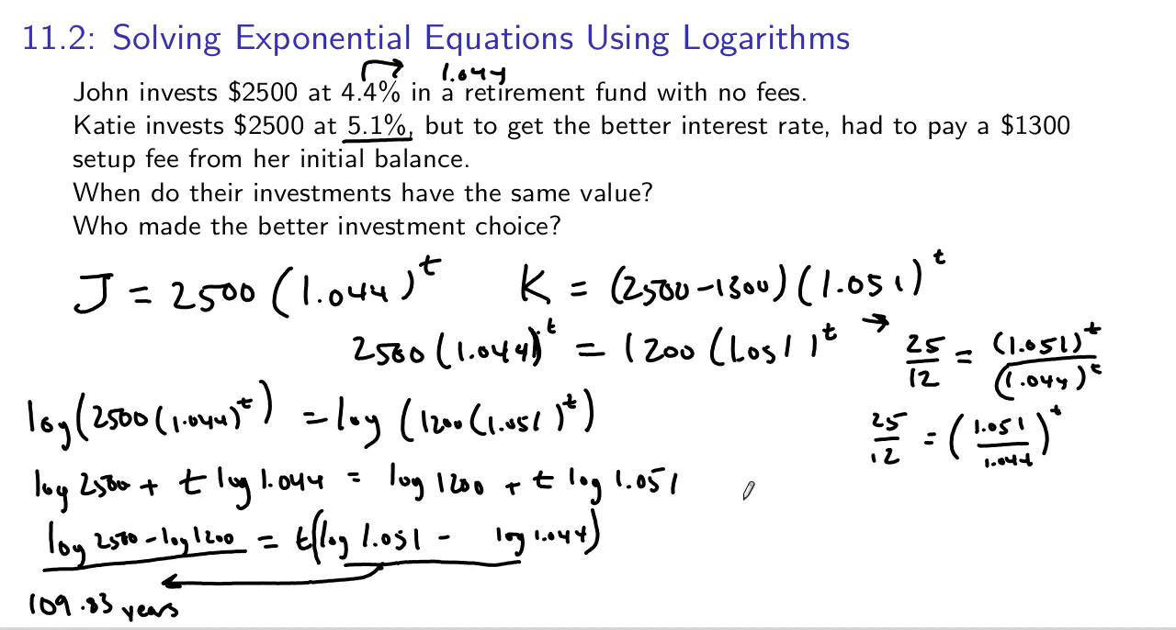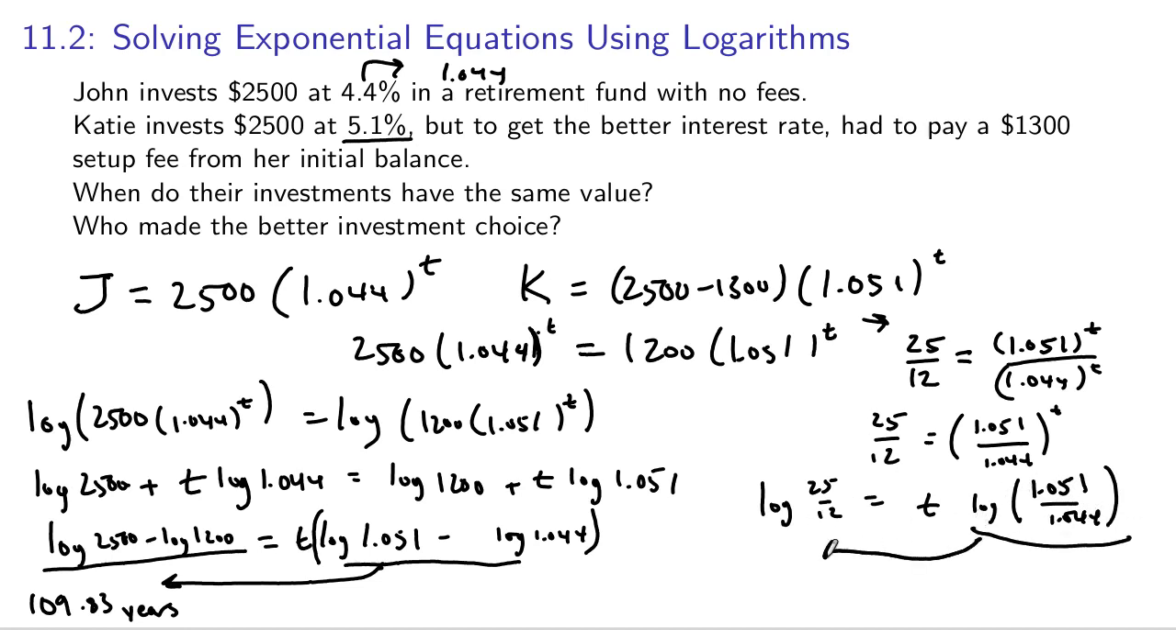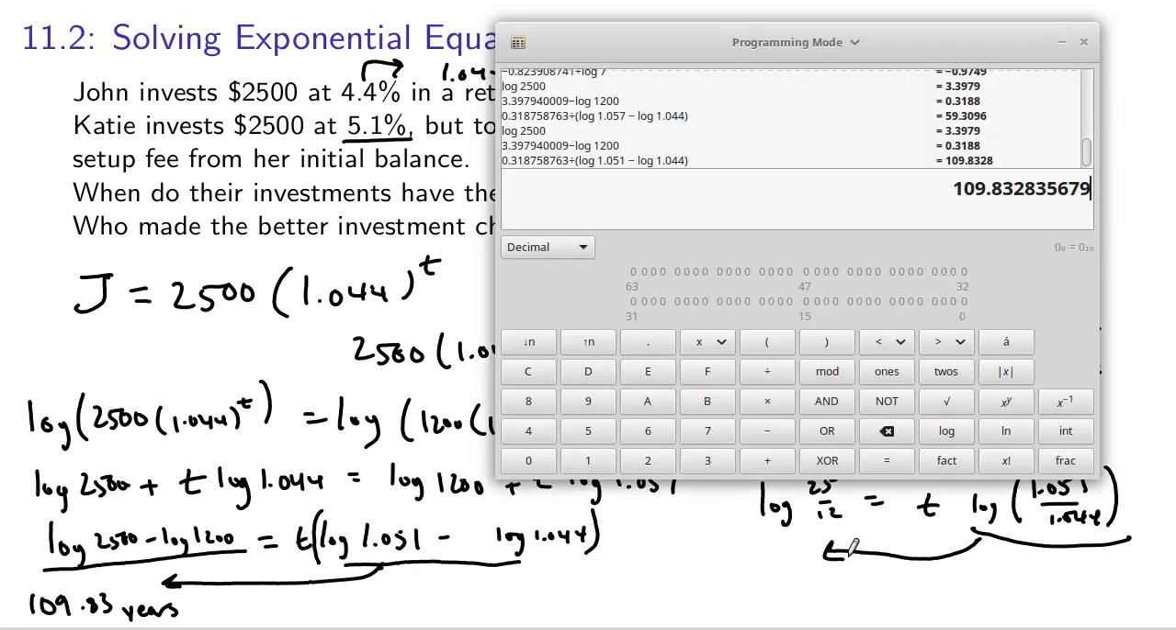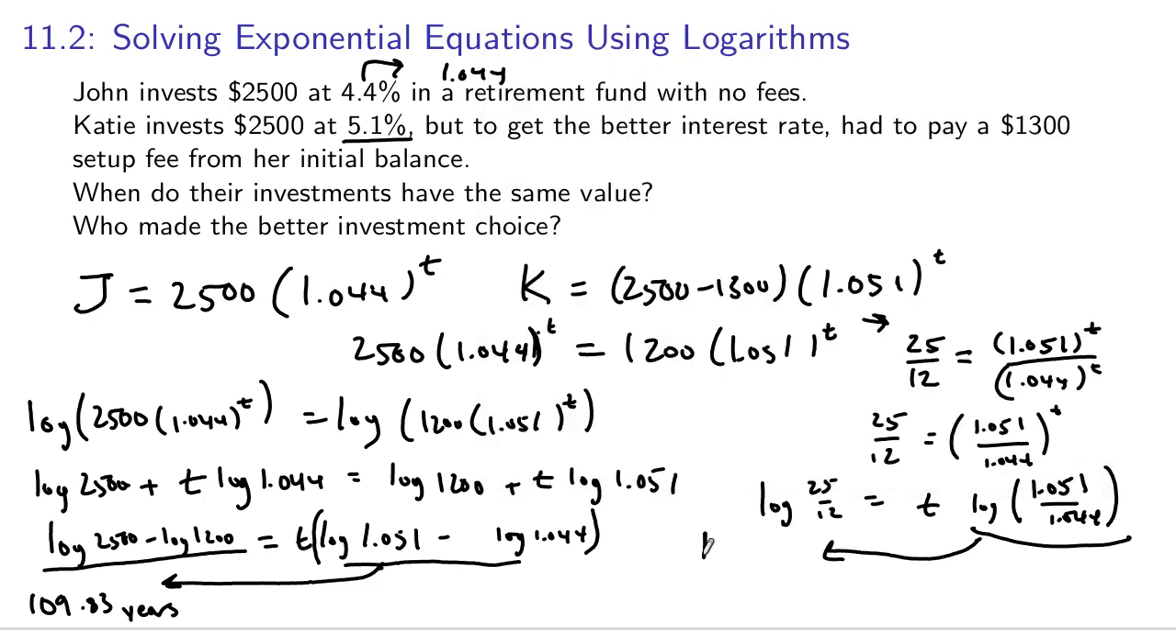Now if we take the logarithm of both sides, this is a little simpler. We have log 25/12 is t, pulling it down in front while I'm doing this, t log of 1.051 over 1.044, and then we can divide both sides by log 1.051 over 1.044 and get the answer. So that would be log of 25/12 over the log of 1.051 over 1.044 gives us 109.83 years. So of course we get the same answer since they're equivalent ways of working the problem.